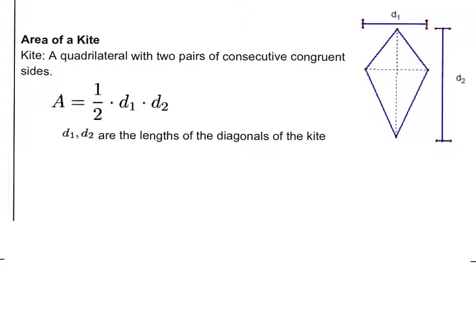The next formula is for the area of a kite. A kite is a quadrilateral with two pairs of consecutive congruent sides, and to find the area, we take 1/2 d1 times d2. d1 represents one of the diagonals, connecting two non-consecutive vertices. d2 represents the other diagonal, connecting the other two non-consecutive vertices.